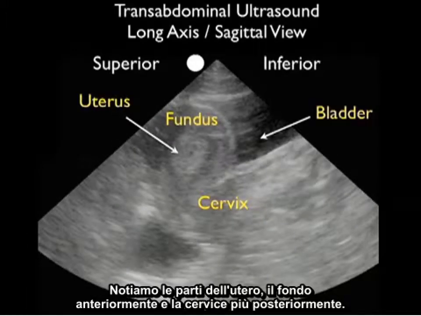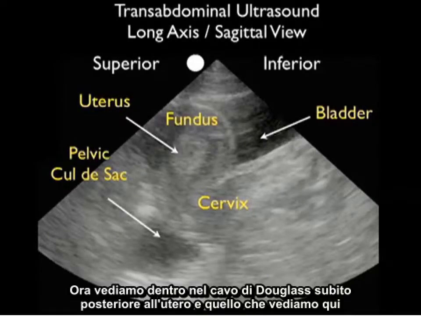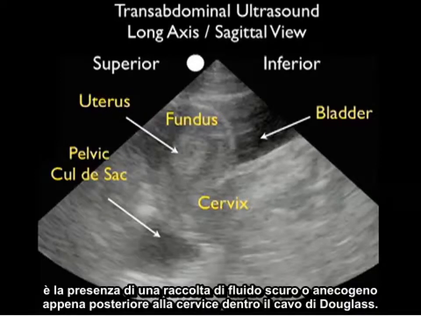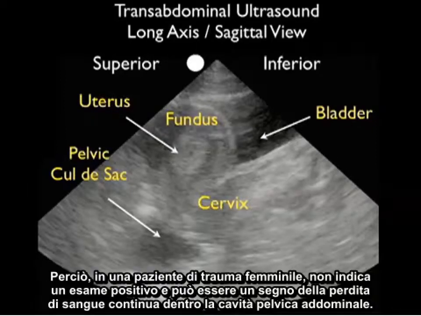We note the parts of the uterus, the fundus anteriorly, and the cervix more posteriorly. Now let's look into the pelvic cul-de-sac immediately posterior to the uterus, and what we see here is the presence of a dark or anechoic fluid collection just posterior to the cervix within the pelvic cul-de-sac. So in the female trauma patient, this does denote a positive examination and can be a sign of ongoing bleeding within the abdominal pelvic cavity.